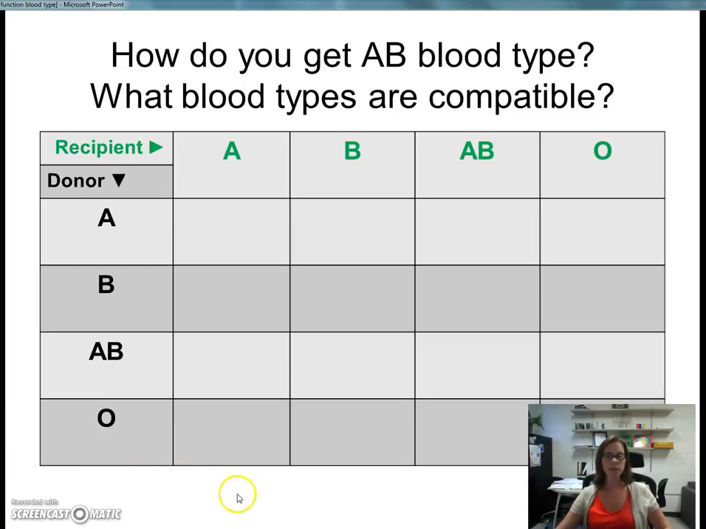So I'm going to give you a second to fill in this chart. Hit pause on the video to make sure you have enough time and think about whether recipients A blood type, B blood type, AB blood type, and O blood type could receive blood from these donors.